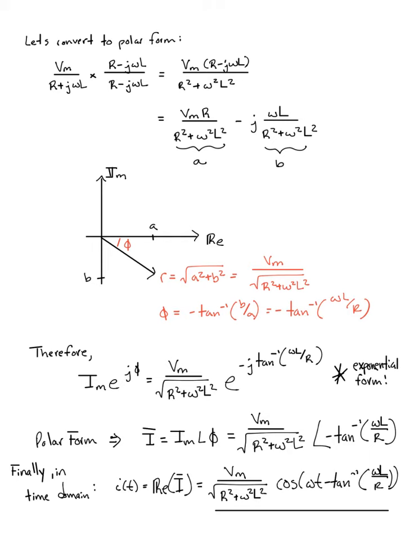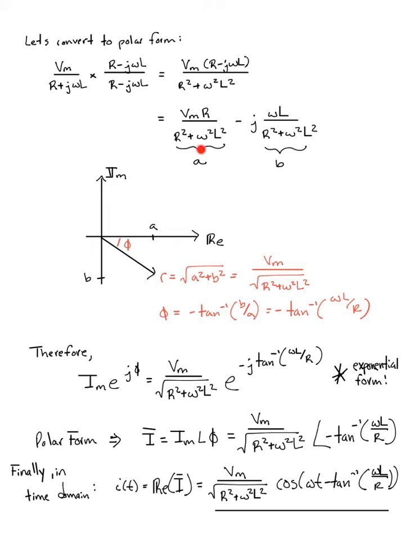We can do so by multiplying the numerator and the denominator by the complex conjugate. Performing that algebra, we get this solution: Vm r over r squared plus omega squared L squared, minus j times omega L over the same denominator. So now this is in rectangular form, that looks like a plus jb. So we can plot this on the complex axes, where the x-axis is the real and the y-axis is the imaginary. So there's a, there's b. We're looking for the length of this vector r and the angle phi.